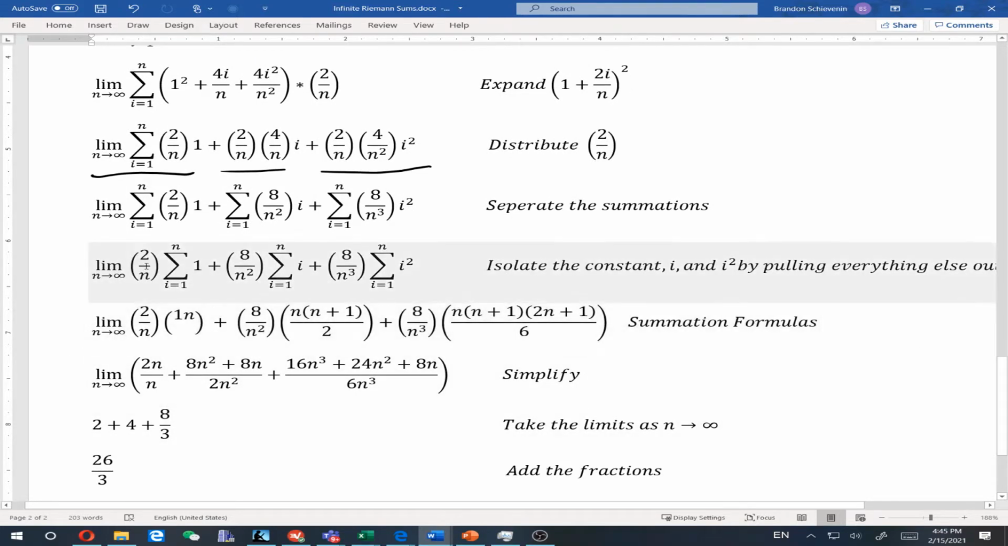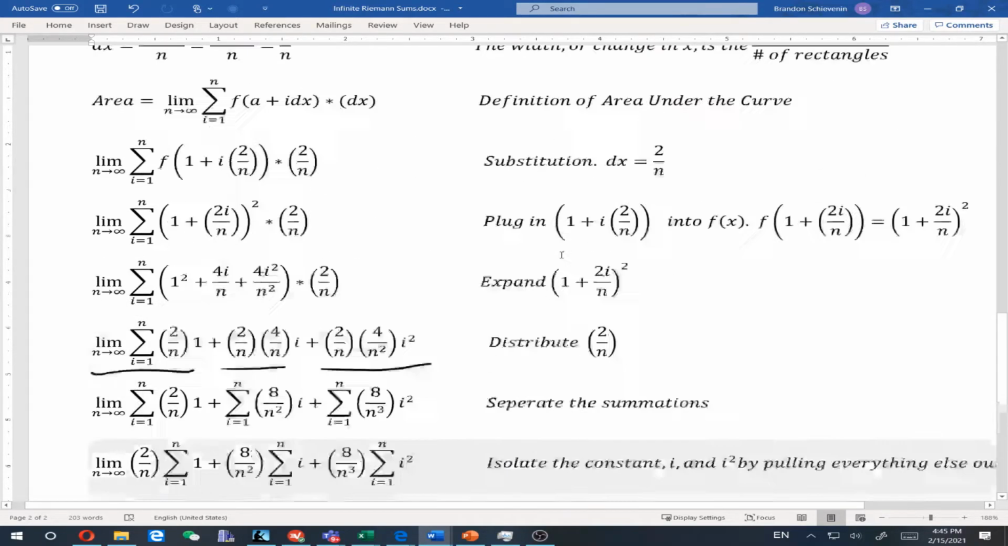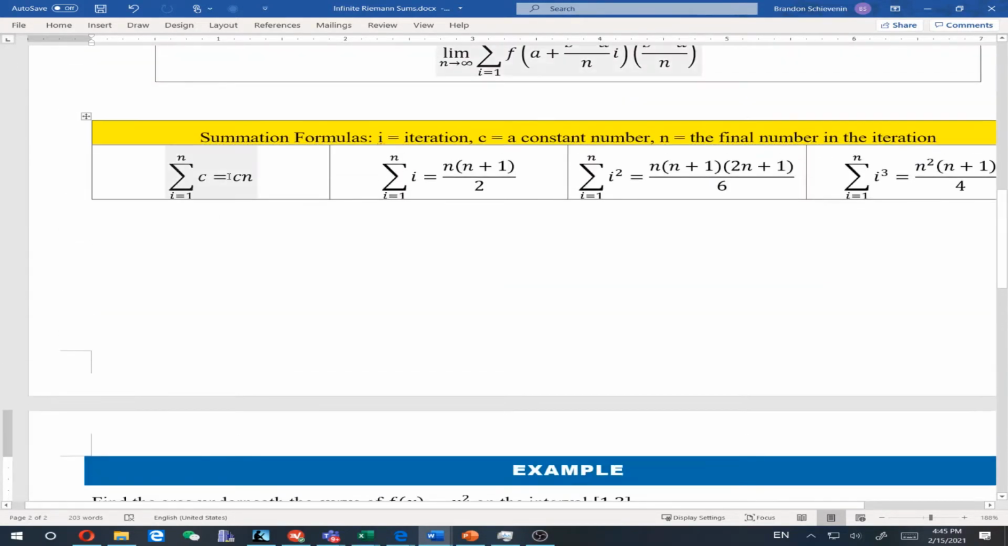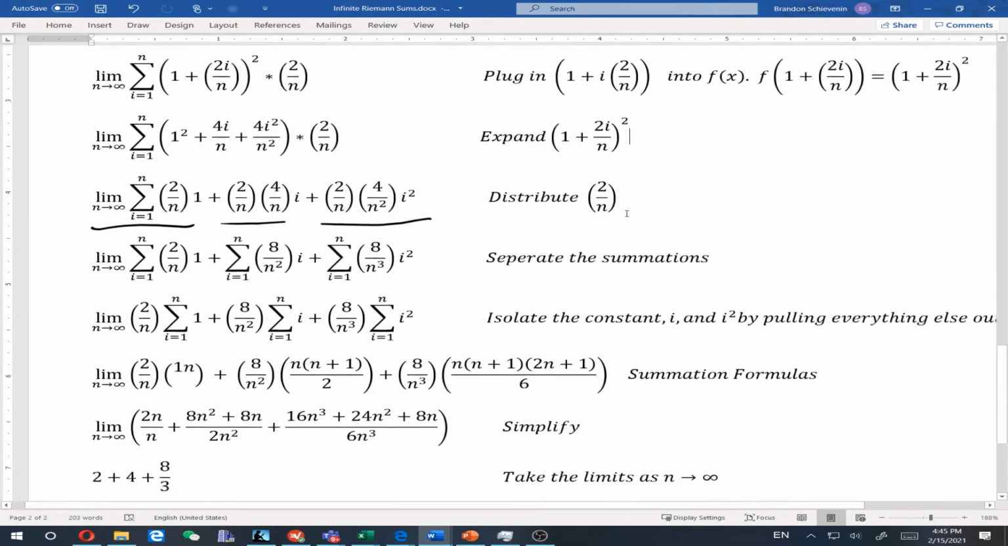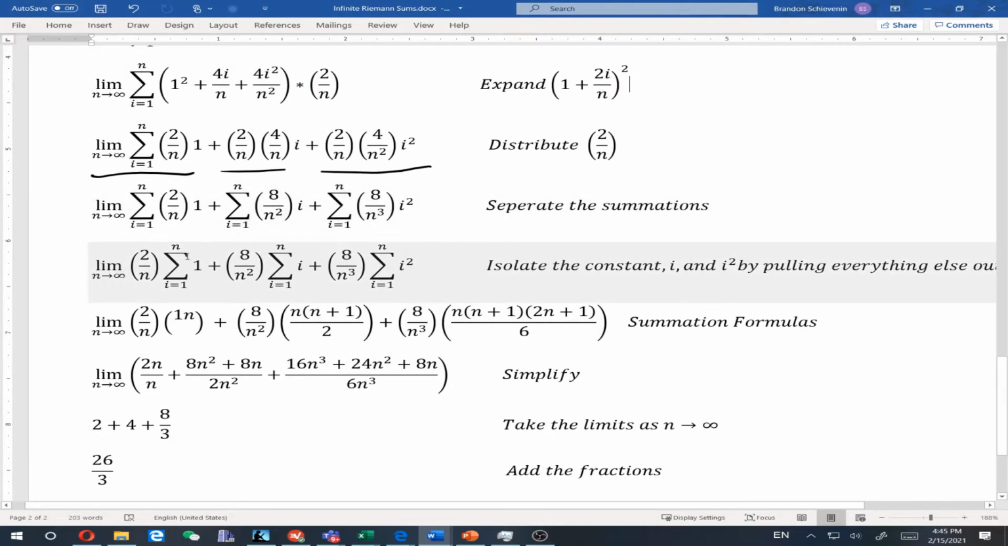So I've got the limit as we approach infinity of 2 over n times 1. My summation formulas, if I scroll back up, for a constant would be cn. For an iteration, it would be n times n plus 1 over 2, and for i squared it would be n times n plus 1 times 2n plus 1 over 6. So with those substitutions, cn, my constant times my number, would end up with 1n. I would end up with n times n plus 1 over 2, and i squared is n times n plus 1 times 2n plus 1 over 6.